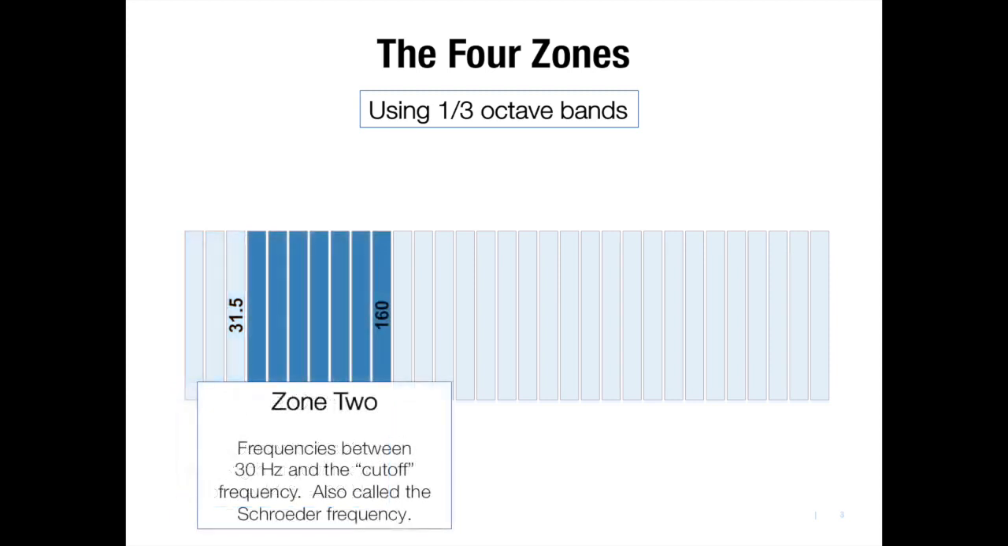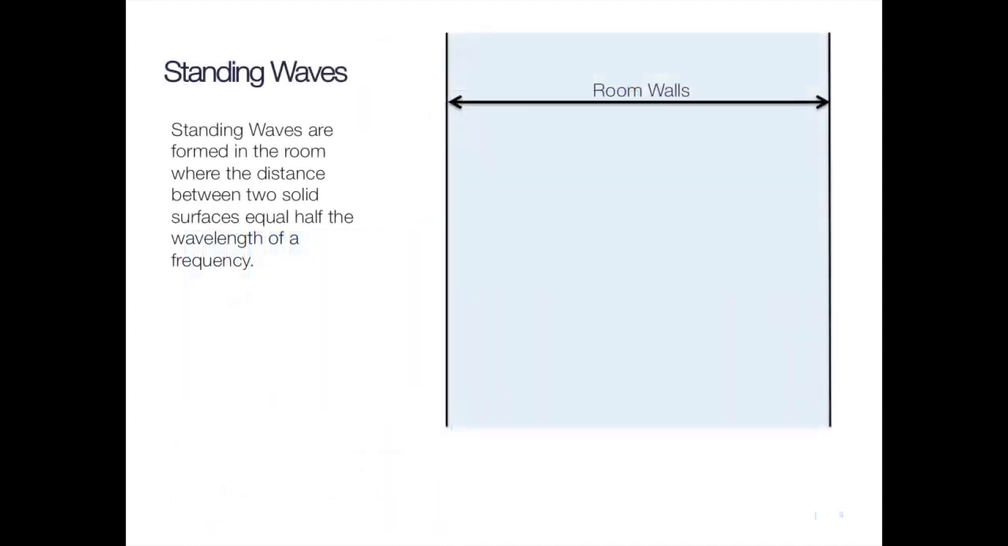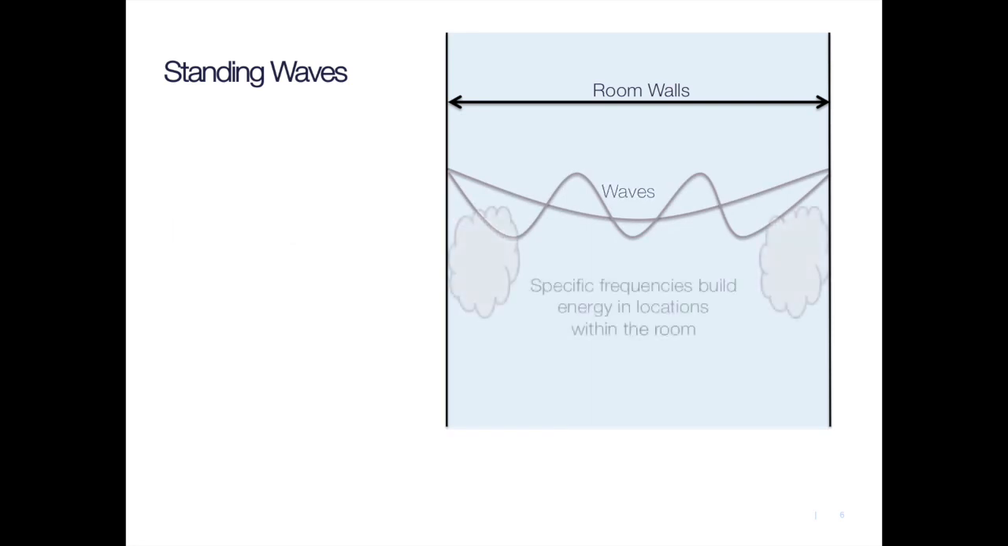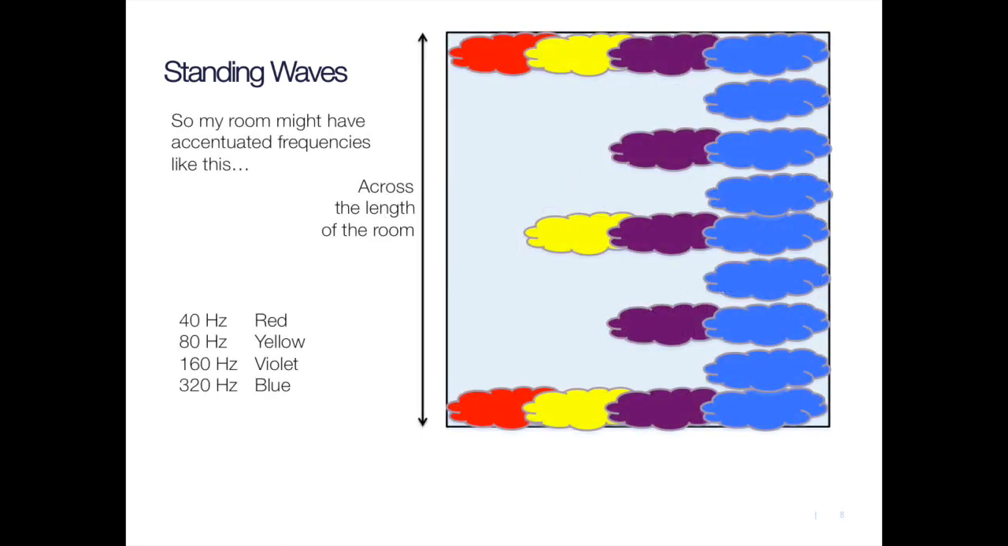The second zone is made up of low frequencies that can often create standing waves within the small room, and standing waves are formed in a room where the distance between 2 solid surfaces equals 1/2 the wavelength of a frequency. We refer to these as modes. So when I talk about a mode, we're talking about a frequency within a room that is potentially either accentuated or diminished. But as that mode exists, it's a call out that we need to look at that frequency for a reason.